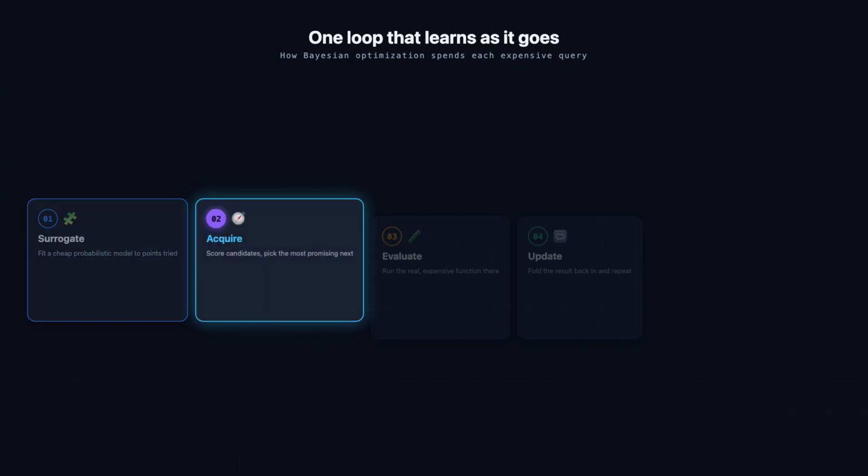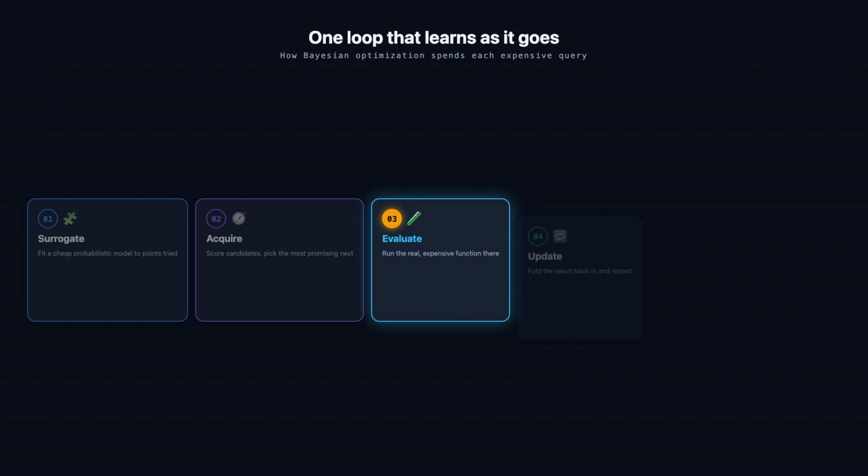Then comes the acquisition function. This is the decision maker. It reads the surrogate and scores every candidate point by how promising it looks, picking the single best place to sample next. Popular choices go by names like expected improvement or upper confidence bound.